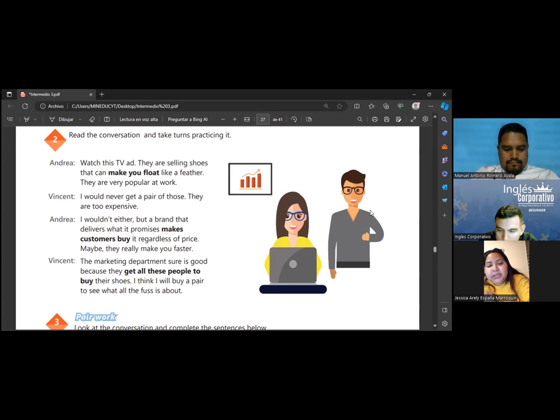Like "about". If you don't pronounce the T, "abou", it's something different. But if you say "about"... Okay. So when we read, we need to pronounce even the end of the word, and you will sound different and much better. Thank you, teacher, for these observations.